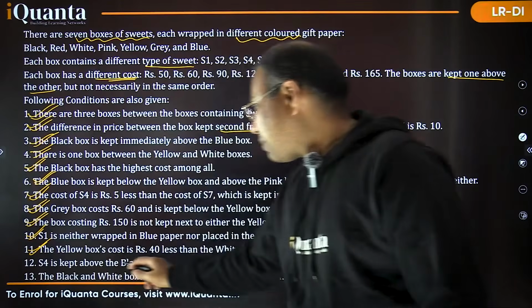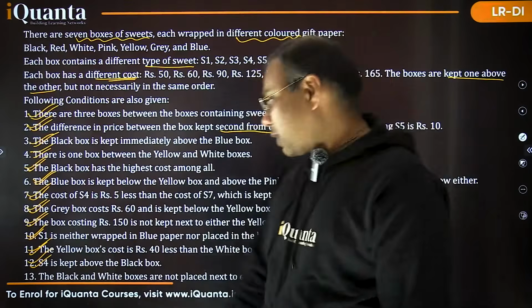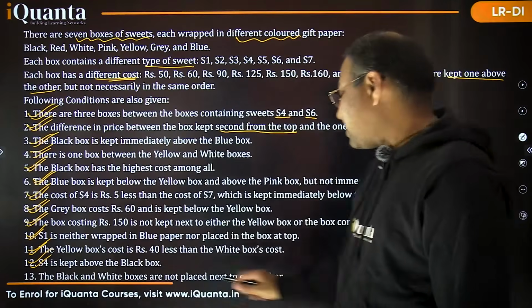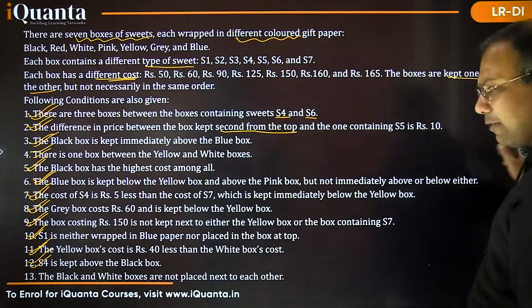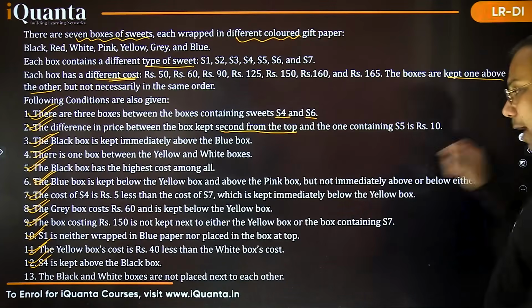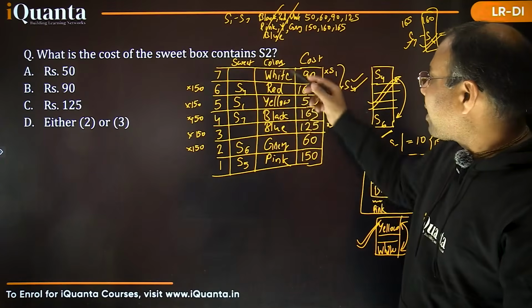So S4 is kept above the black box that we already used. Now the last point says the black and white boxes are not placed next to each other. I think we have filled all the colors, by the way. Let's verify this. Black and white boxes are not placed next to each other.